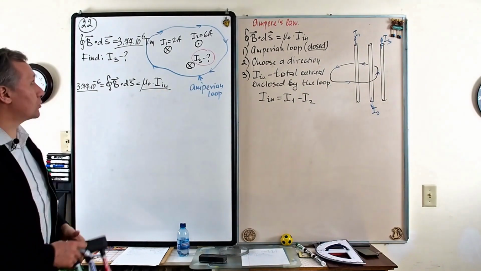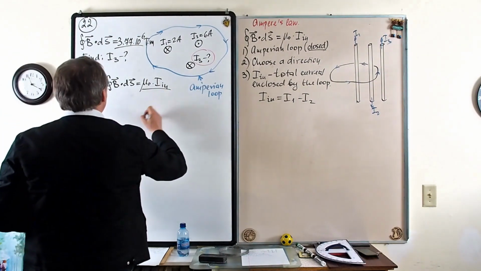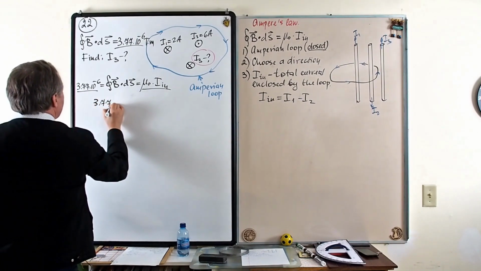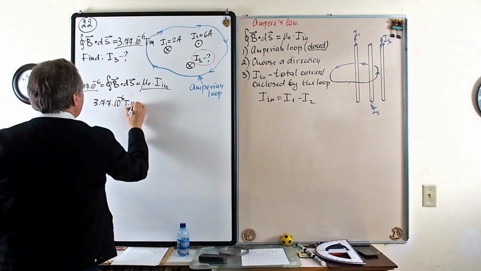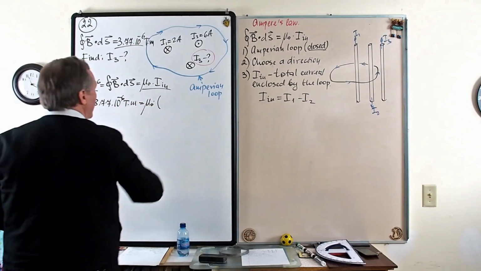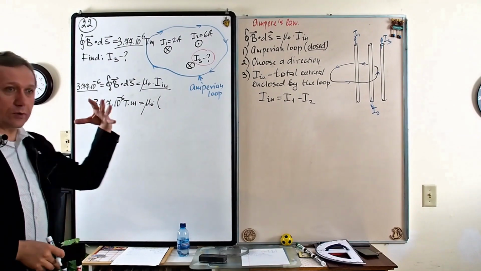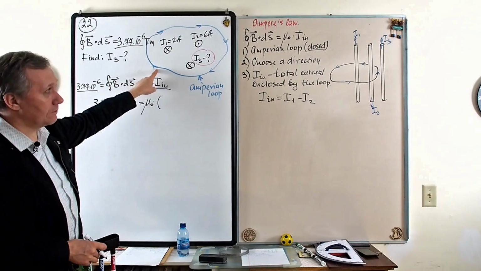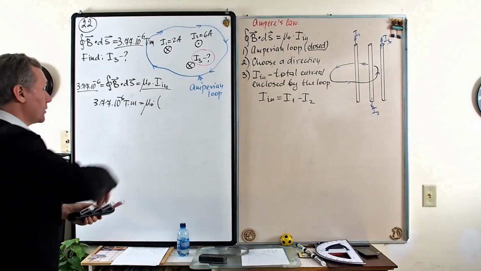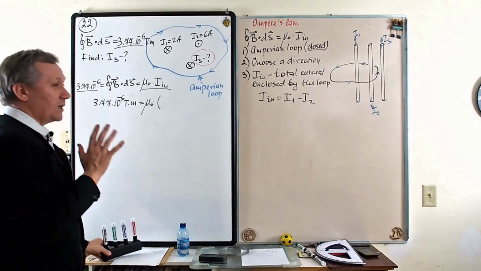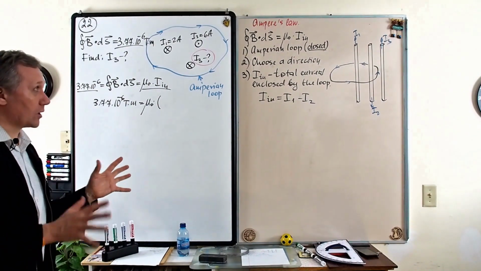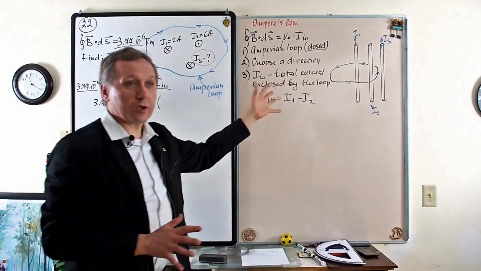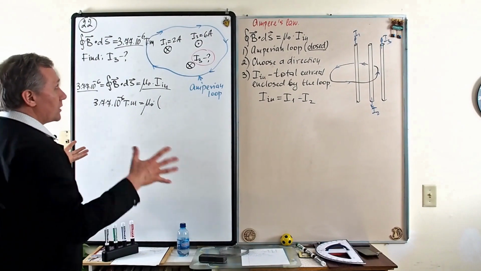Okay, let me rewrite it over here. So 3.77 times 10 to the power of minus 6 Tesla times meters equals mu naught. And now I want to write all currents with the proper signs, pluses and minuses. Since the direction is given, once you know the direction of this integration, you can decide which currents are positive and which currents are negative. You see this rule: choose a direction, and then use the right-hand rule to decide which currents are positive and which are negative.